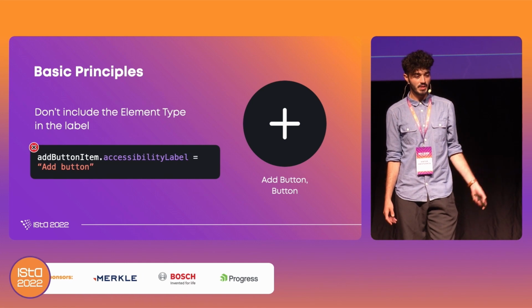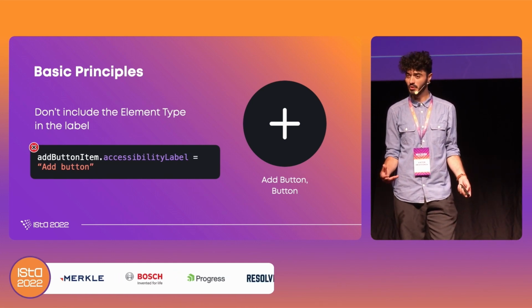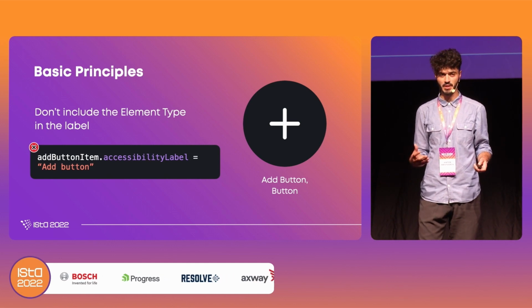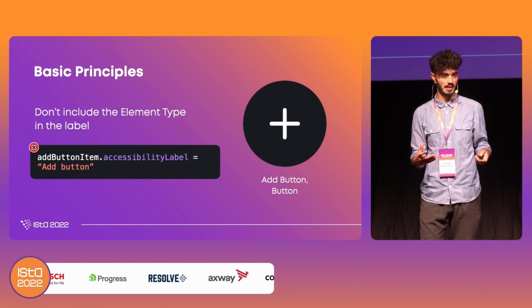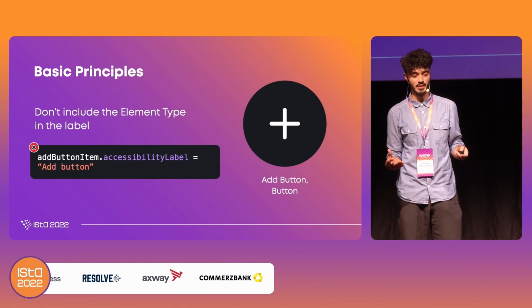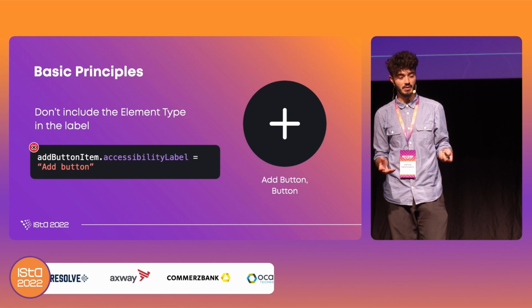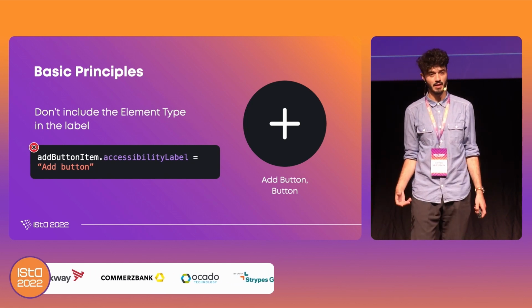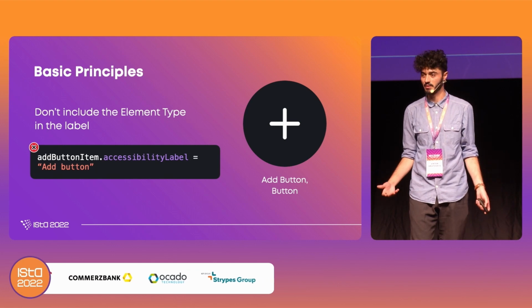The next thing that we need to do is to not include the element type. VoiceOver is smart enough so it can infer the element type, and if it's needed, it's going to read it. In this case, we have a button, and if we add the label like add button, it will sound like add button button, which is kind of redundant.